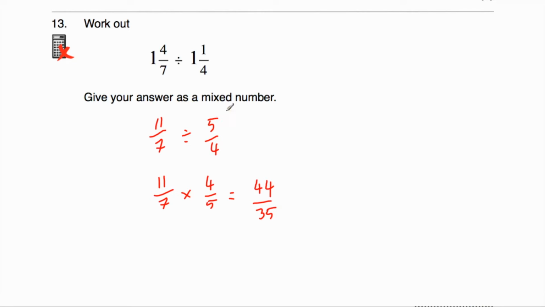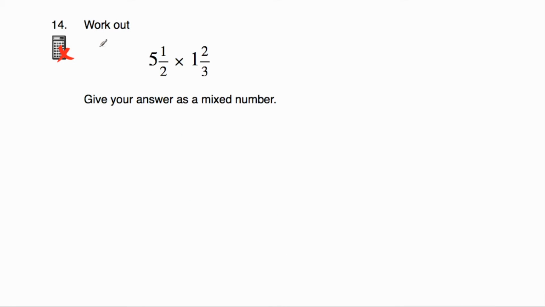Now we want to give our answer as a mixed number. Now just checking, 44 and 35 have no other common factors apart from 1, so it can't be cancelled down at this point. So we just need to change it into a mixed number. So how many 35s go into 44? That would be 1, and then the remainder would be 9. So that would be 9/35. So the answer would be 1 and 9/35. Okay, let's have a look at question number 14.